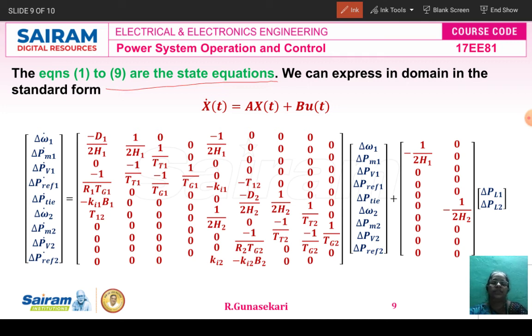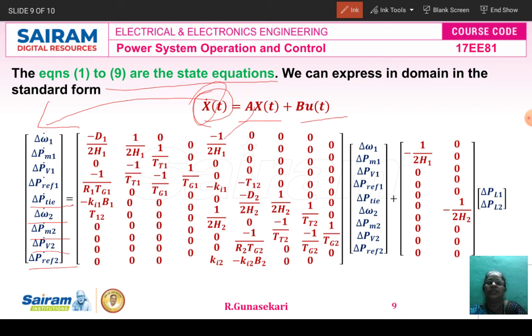Now you see the standard form is x dot of t equal to A x of t plus B u of t. The x dot of t represents delta omega 1 dot, that means derivative with respect to time only, then delta Pm1 dot, delta Pv1 dot, delta P reference 1 dot, delta P di 1 dot, and then delta omega 2 dot, delta Pm2 dot, delta Pv2 dot, delta P reference 2 dot. Okay, this is x of t.